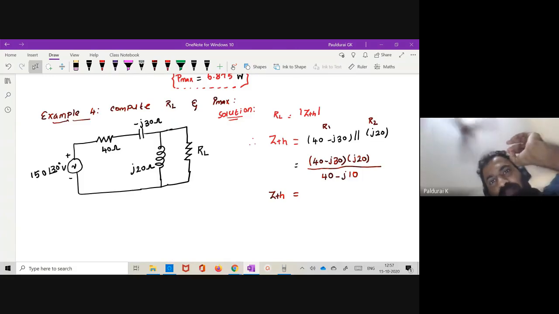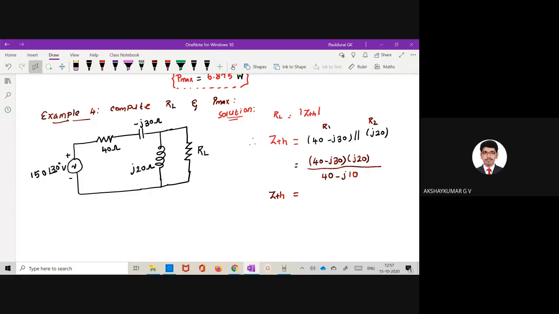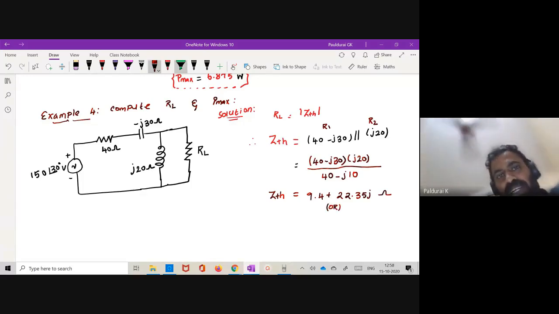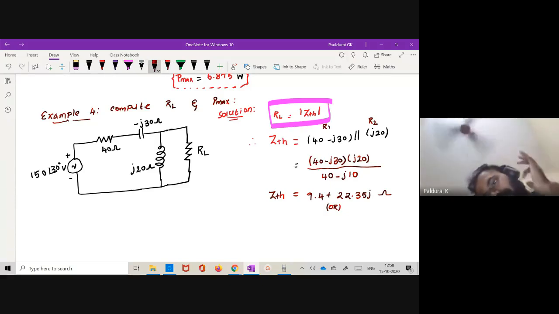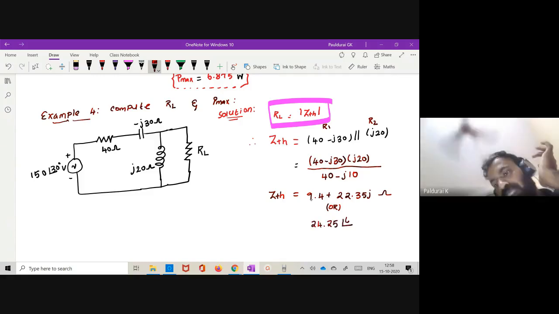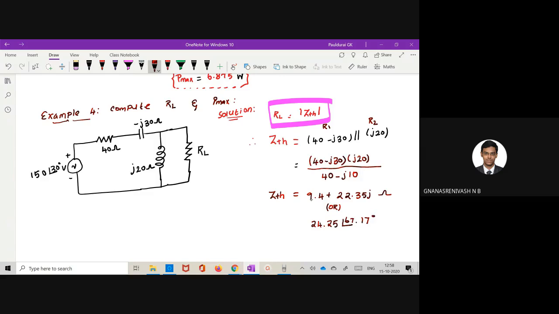Patience is necessary, in the third unit that is the only thing. Okay, since we are playing with complex numbers, be careful. Sir, ZTH is 9.4 plus 22.35 J ohm, right? Or otherwise polar form, because I want to calculate ZTH magnitude. So what is the polar form? That is also needed. 24.25 at an angle of 67.1. Okay.